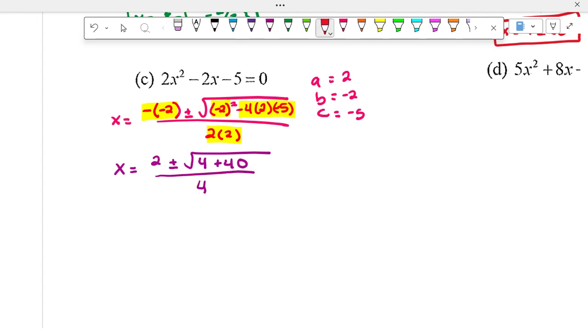I'm going to simplify what's under the radical. So x equals 2 plus or minus the square root of 44 all over 4. 44 is not a perfect square, so we got to simplify the radical. So there is a perfect square factor in 44. What is it? What's the perfect square factor of 44?